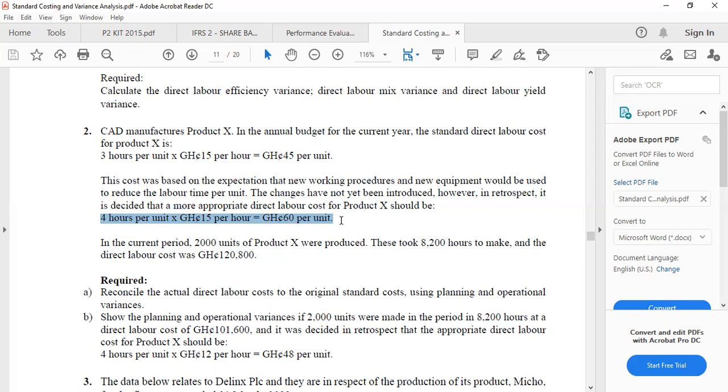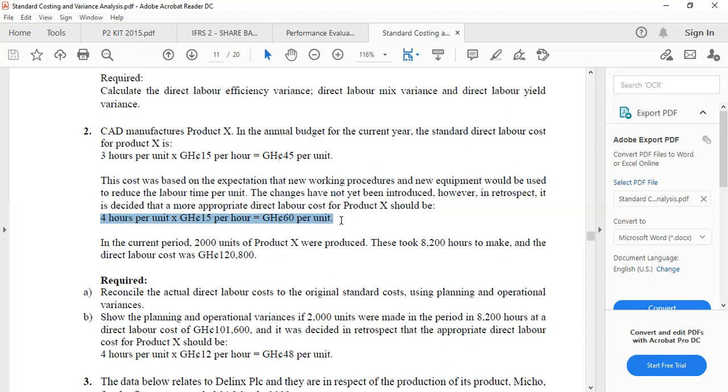In the current year, 2,000 units of product X were produced. This took 8,200 hours to make, and the direct labor cost was 120,800 cedis. A, reconcile the actual direct labor cost to the original standard cost using planning and operational variances. B, show the planning and operational variances if 2,000 units were made in the period in 8,200 hours at a direct labor cost of 101,600 Ghana cedis, and it was decided in retrospect that the appropriate direct labor cost for product X should be 4 hours per unit times 12 Ghana cedis per hour, equal to 48 per unit.